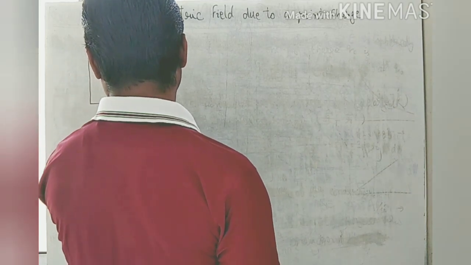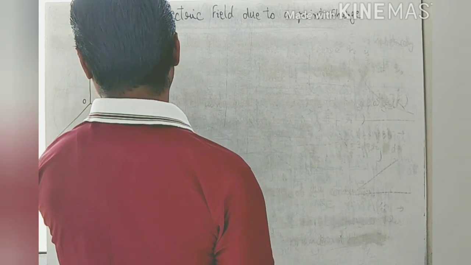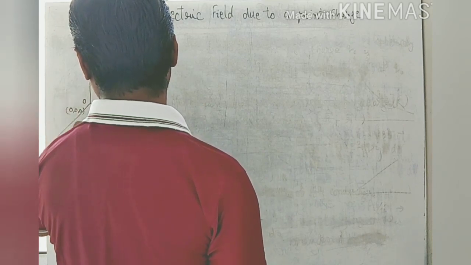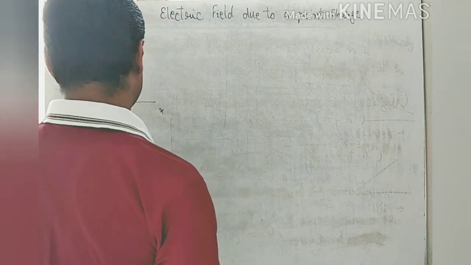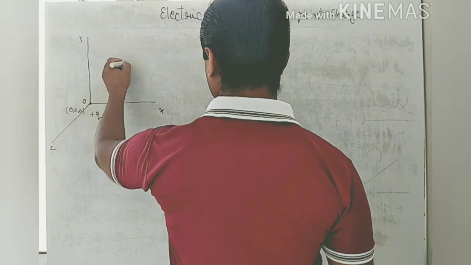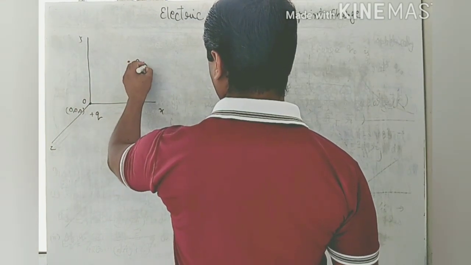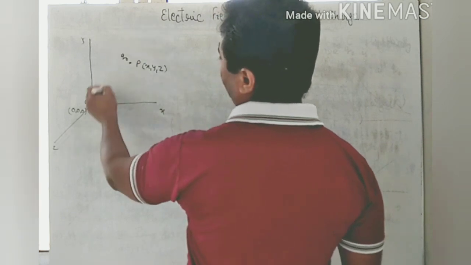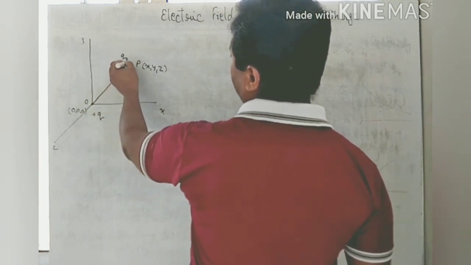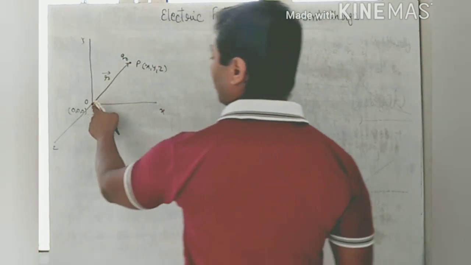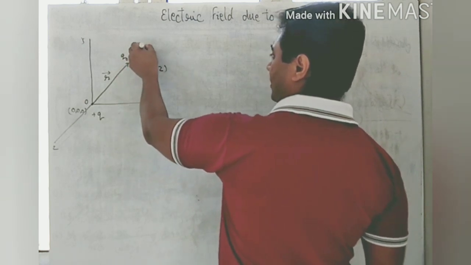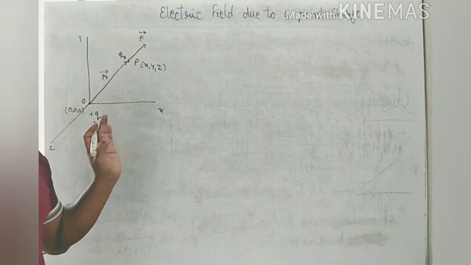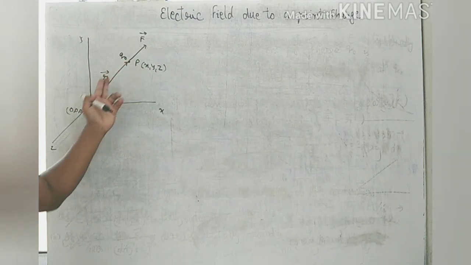Suppose this is our coordinate system, and here we have origin O, axes x, y, z. Say the coordinates of this origin are 0, 0, 0, and we have the presence of positive Q as the source charge. Now, from this source charge, at point P having coordinates x, y and z, we consider the presence of test charge q naught, and say the position vector of this point P is vector r. Now the electrostatic force on this test charge is directed away from the source and is along this. Okay, so this is our diagram. Now we write the force at this point P due to the source charge.